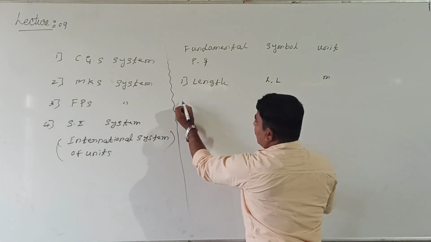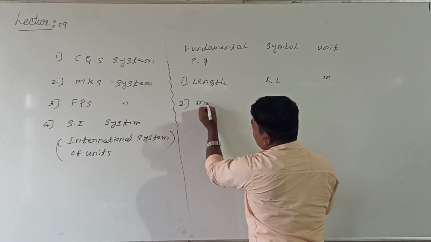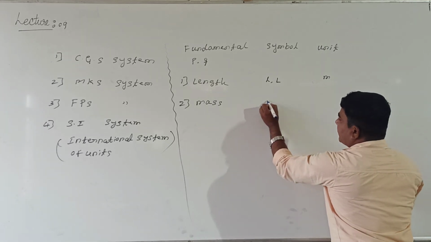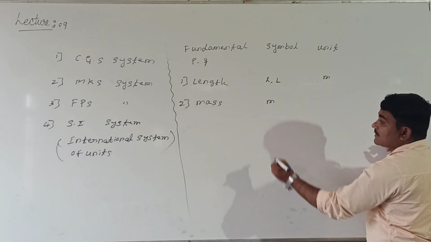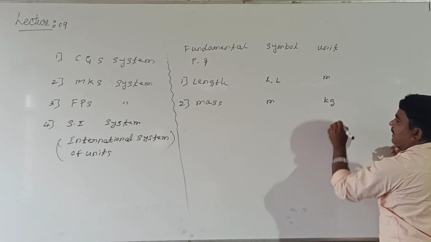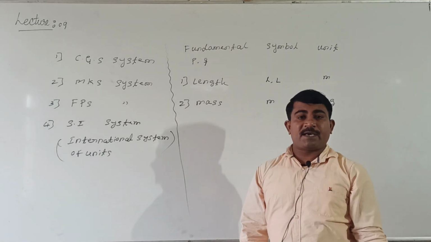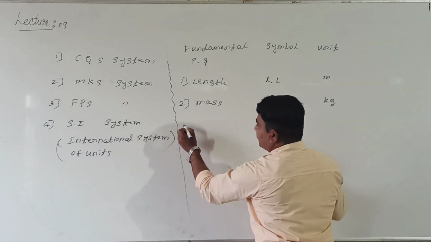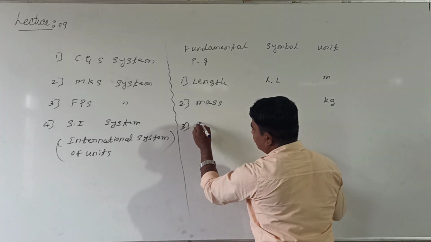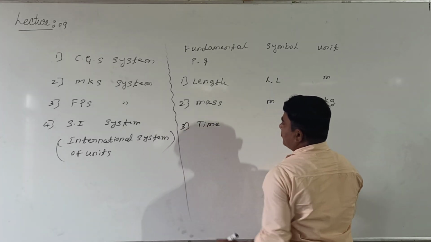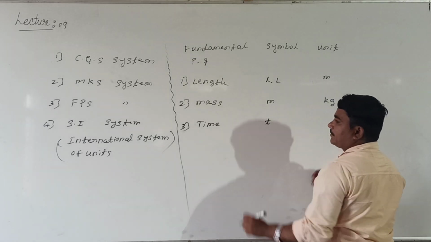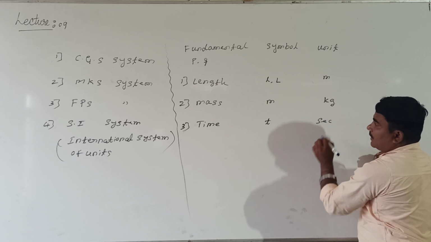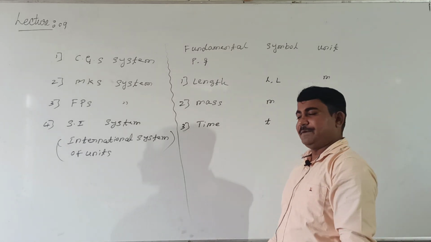Next one, mass. Right? Symbol can be represented by small m. And SI unit of mass, that is kg. I mean mass is measured in terms of kg in SI system. Right? Next one is time. It is represented by small t. The SI unit of time, that we are calling second, right?